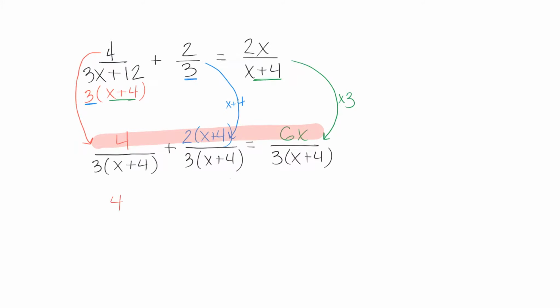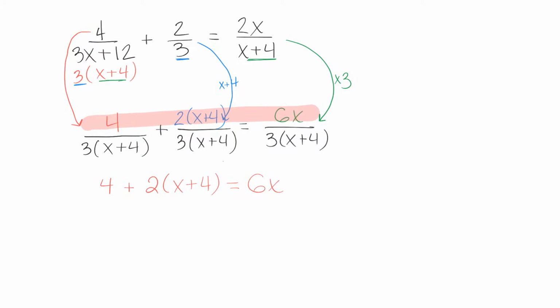Now that we've got our common denominator, we're going to isolate our numerator and go ahead and solve for x. So 4 plus 2 times x plus 4 equals 6x. Now, I think in this one, I'm going to go ahead and distribute. And if I do that, I'm going to get 4 plus 2x plus 8 equals 6x. The reason I distributed was because I saw that I had a 6x here, and I've got an x here, which means I'm going to collect like terms, so it seemed like a good move.